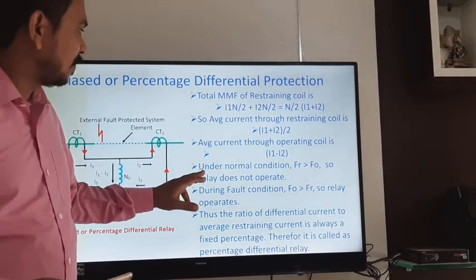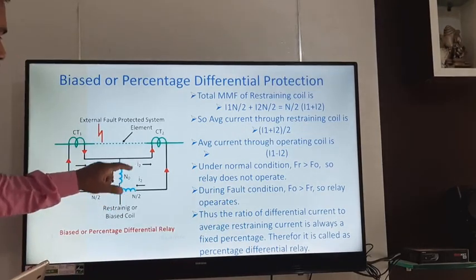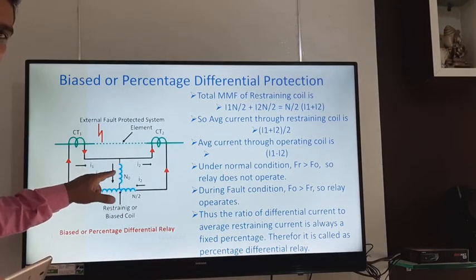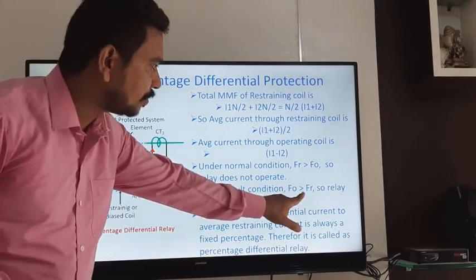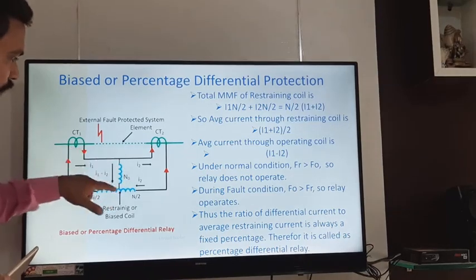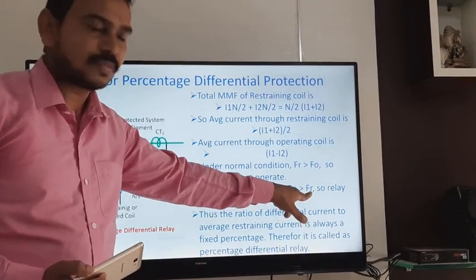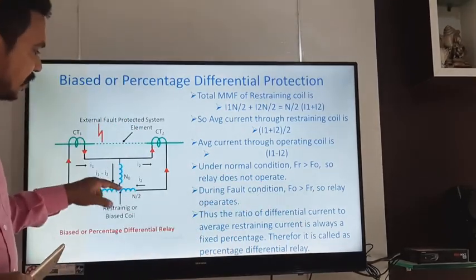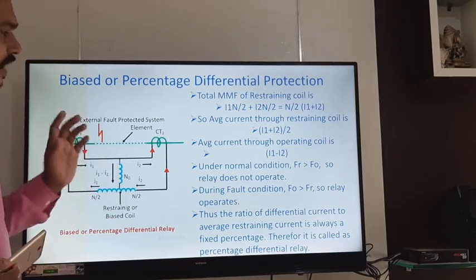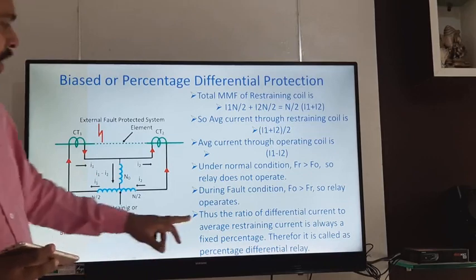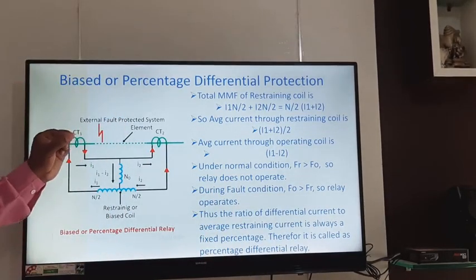Now what happens during faulty condition? When a fault occurs, at that time the I1 minus I2 current also flows through this relay. So at that time Fo becomes greater than Fr. The force produced by the operating coil becomes greater than the force produced by the restraining coil. So the restraining force is less, the relay coil is energized and it will give a signal to the circuit breaker. Hence the ratio of differential current to the average restraining current is always a fixed percentage.